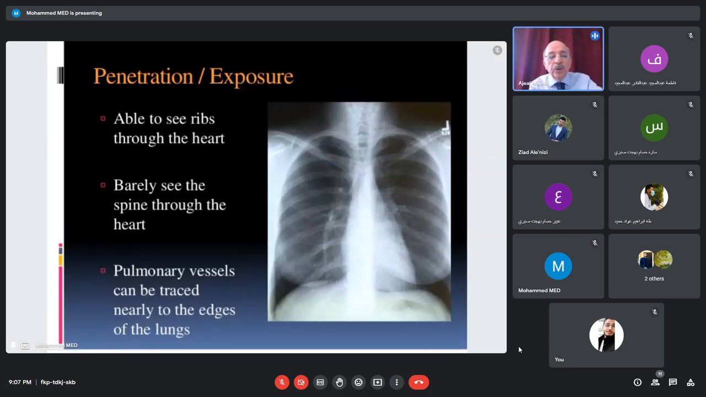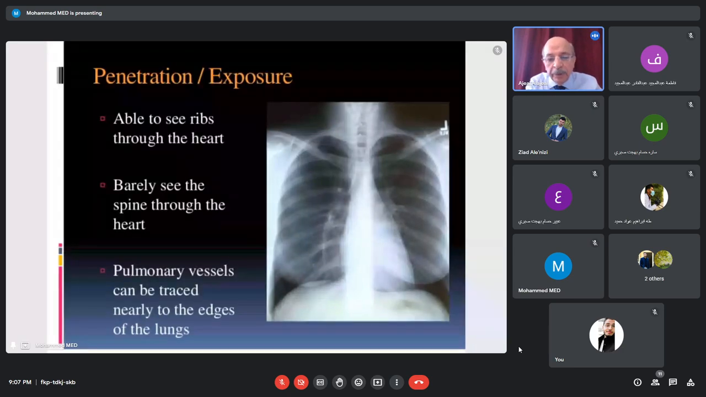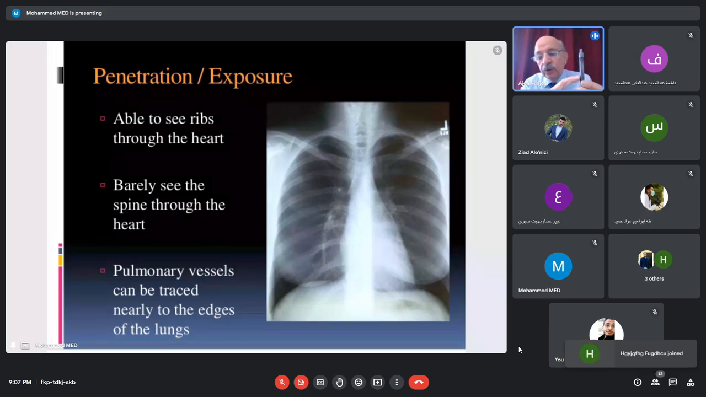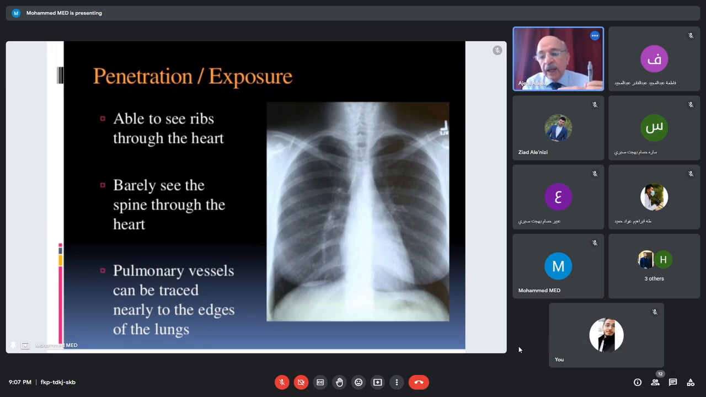The second point of importance is exposure or penetration. And what do we mean by exposure or penetration? It means, where does the focus of the X-ray fall? I'll explain this. Those of you who have some knowledge about photography, if I ask you to zoom on this object, then this object will look very clear to you, but the objects behind and the objects in front will look hazy.